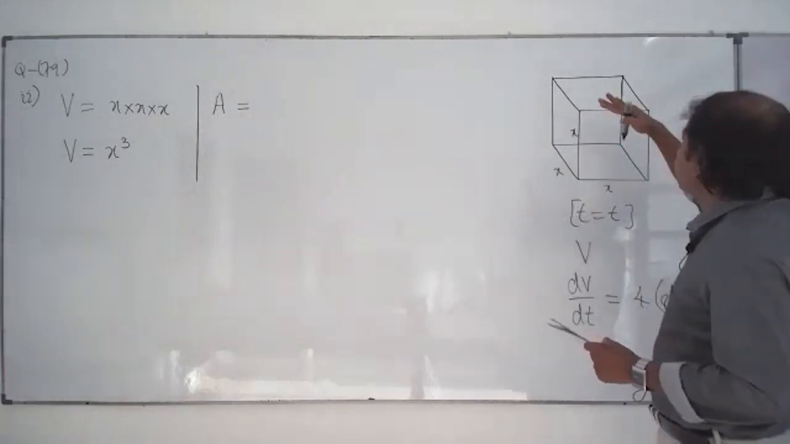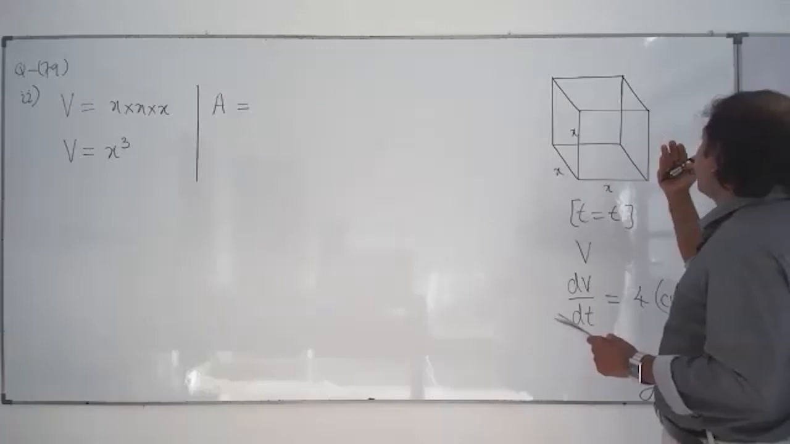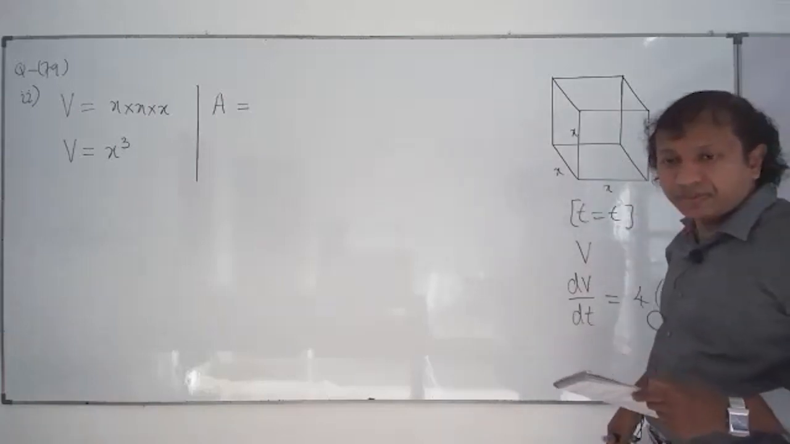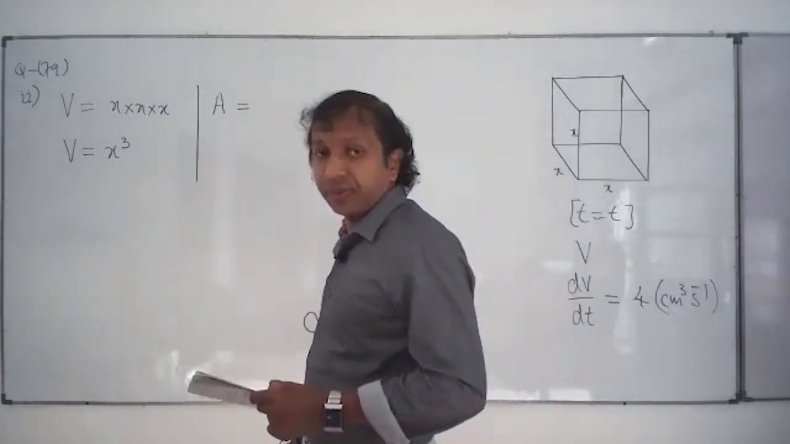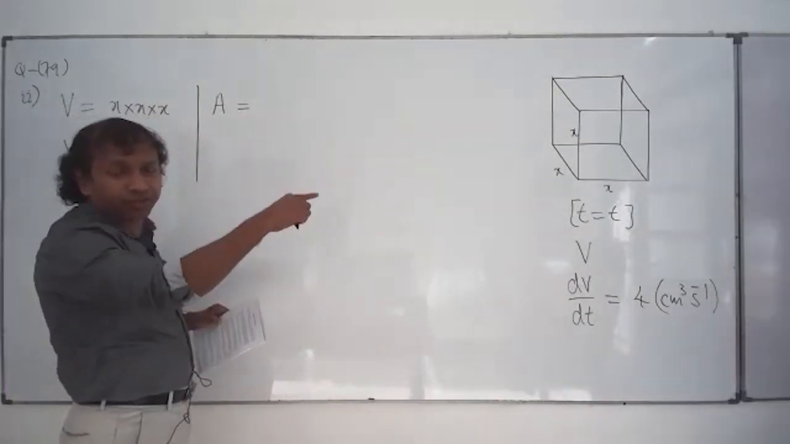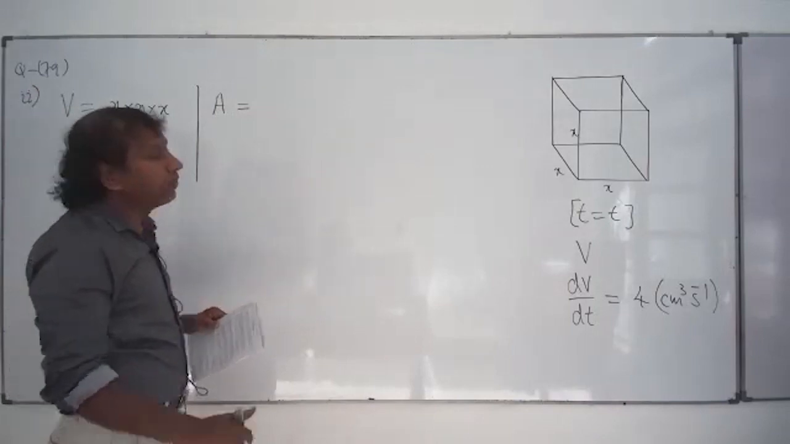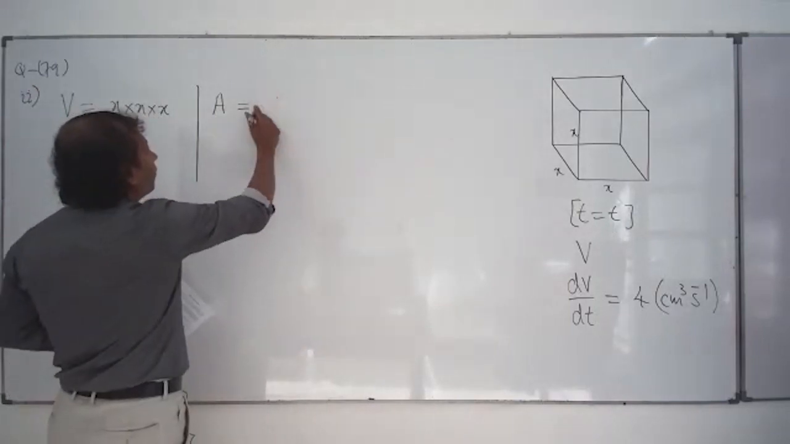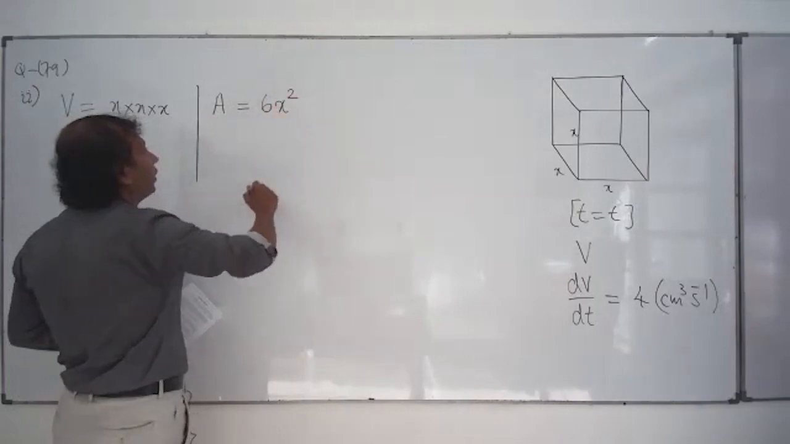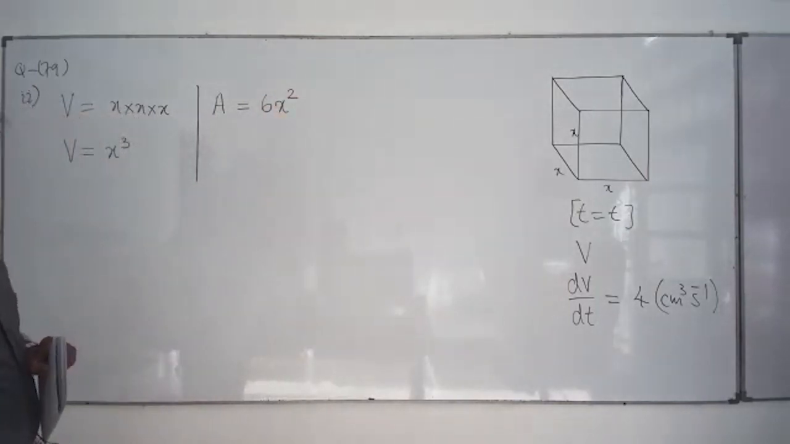The bottom, top, 2. This side, 4. Front and back, 2. 6 sides. Yeah, 6 sides. Each side has the area what? x squared. There are 6 such sides, 6x squared. This is the total area. A equals 6x squared.